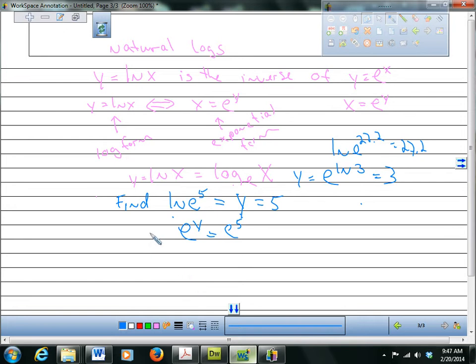Okay? What would be the natural log of 1 over e squared?